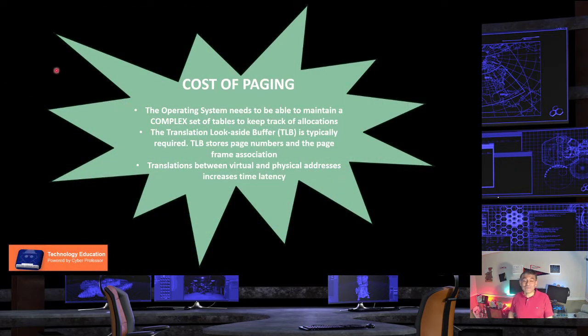There is a significant cost of paging in your computer system. The operating system needs to be able to maintain a complex set of tables to keep track of memory allocations. The translation look-aside buffer, or TLB, is typically required. TLB stores page numbers and the page frame association. Finally, translations between virtual and physical address increases the time latency.